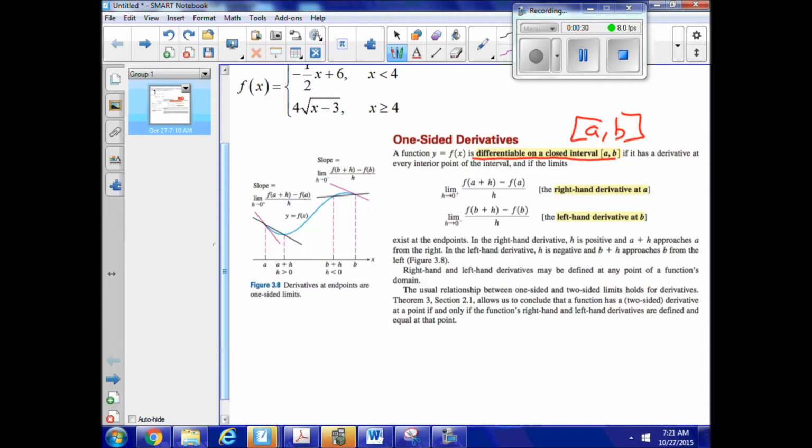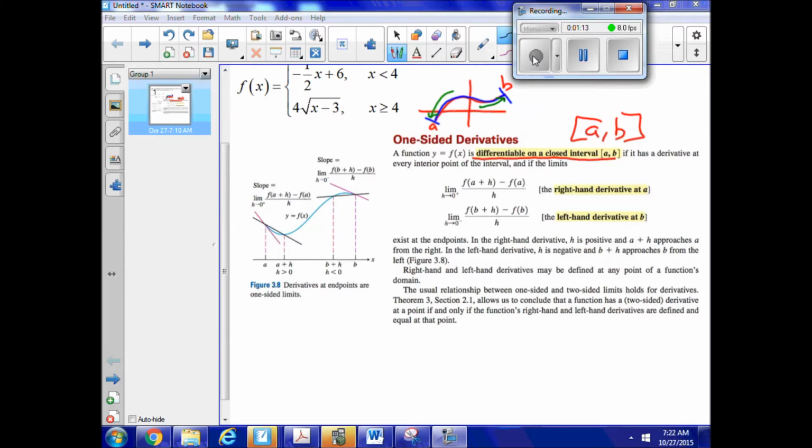It's differentiable if we can differentiate it at every point on the interior, so this is A and this is B. We want to be able to differentiate it on every point between A and B. And since A kind of ends right there and B kind of ends right there, we want to be able to have a left-hand and a right-hand derivative. So my right-hand derivative would be at A because I'm coming at A from the right side, and my left-hand derivative would be at B because I'm coming at B from the left side.